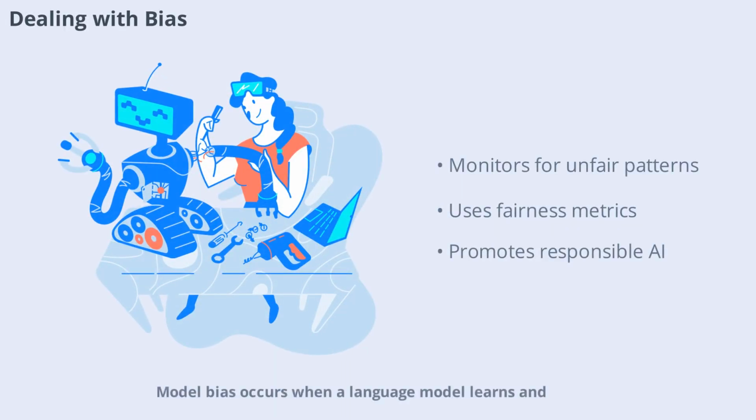Model bias occurs when a language model learns and reproduces unfair or prejudiced patterns from its training data. This can lead to problematic outputs and reinforce stereotypes. Addressing bias involves careful data selection, regular evaluation, and the use of fairness metrics. Ongoing research aims to make language models more equitable and responsible.